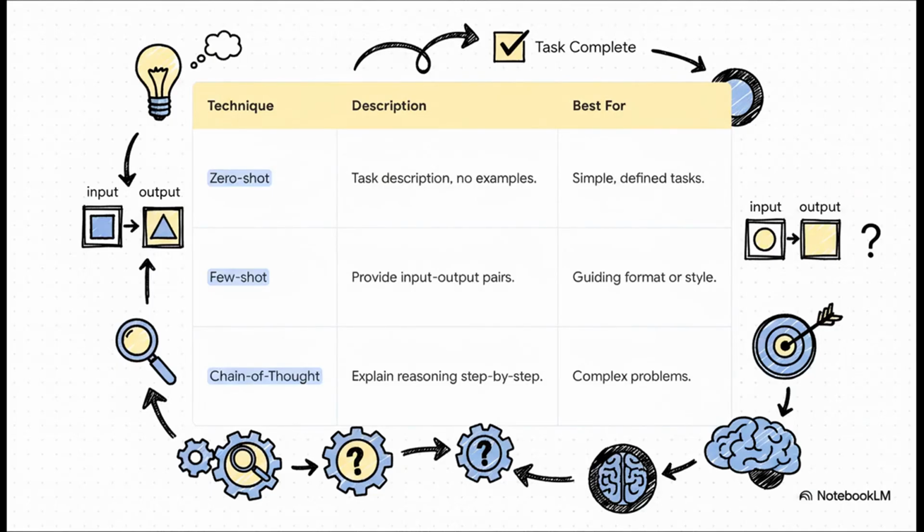Now, there are a few key techniques here. For simple stuff, you can use a zero-shot prompt. Just tell it what to do. But if you need a specific style, you use few-shot prompting, where you give it a couple of examples to copy. And for the really tricky, complex problems, there's my favorite, chain of thought. You literally tell the AI, okay, think this through step by step, and you'd be amazed how much that improves its reasoning.